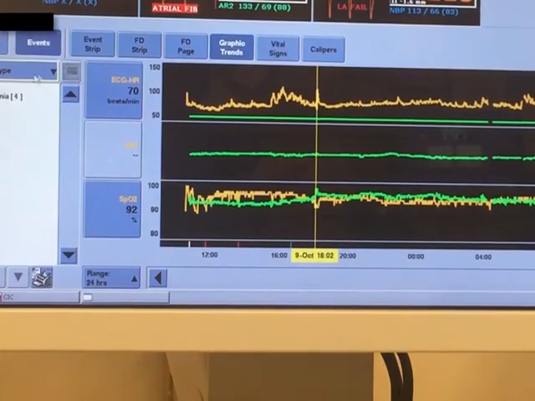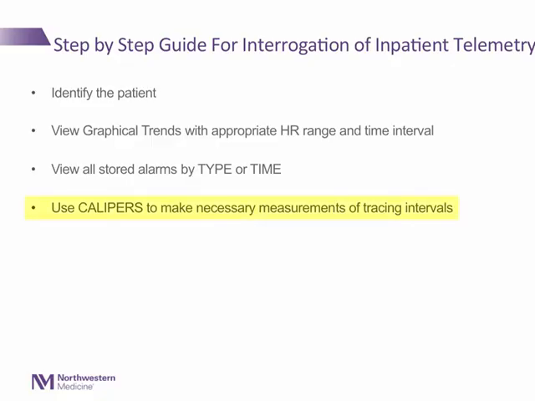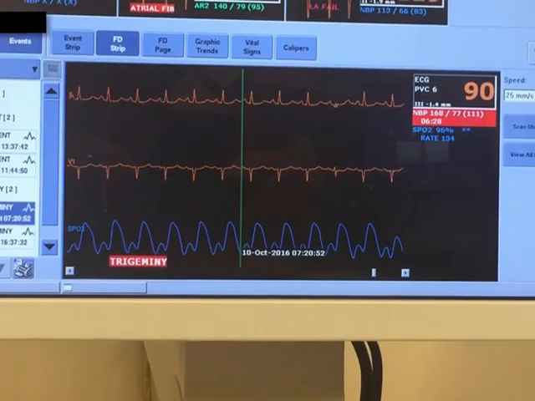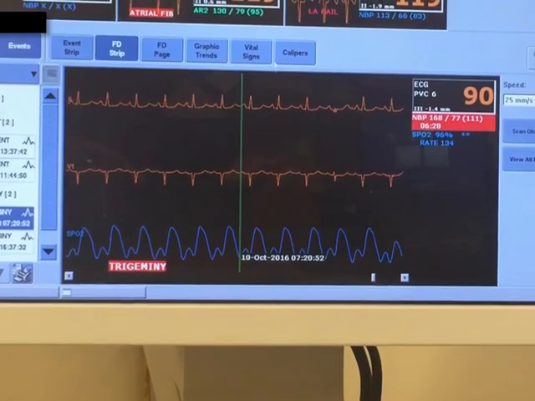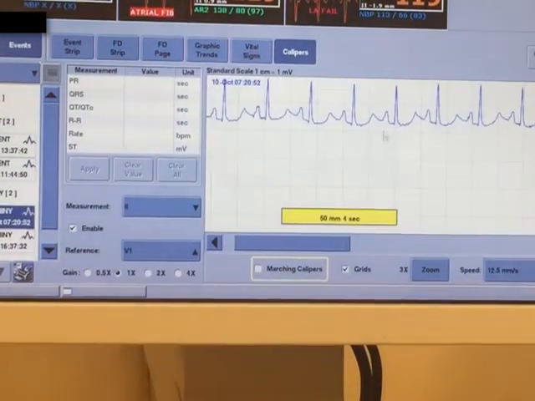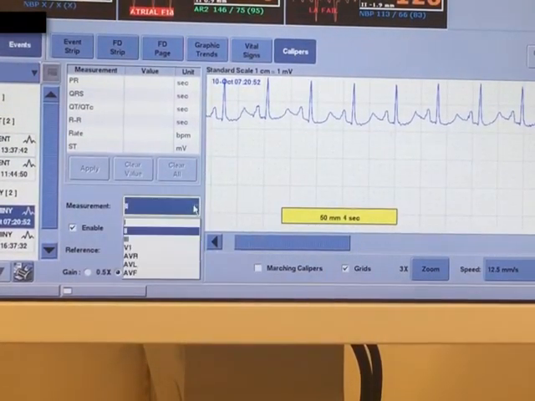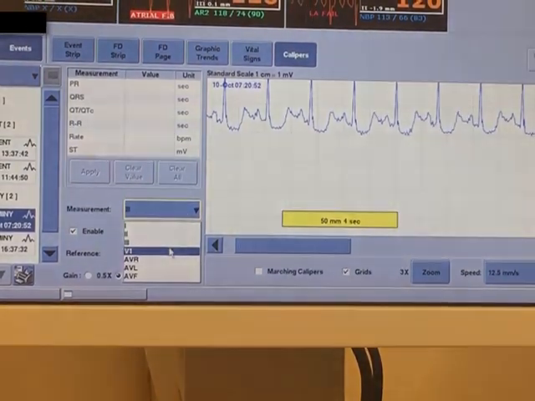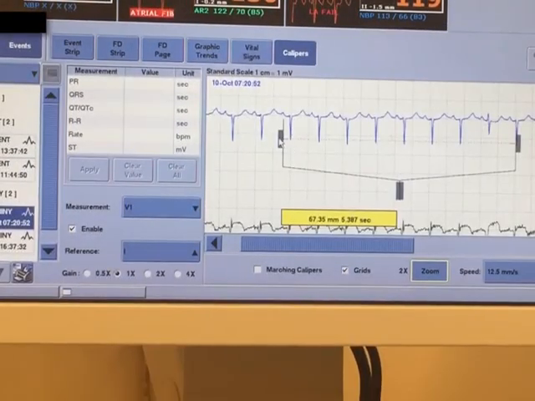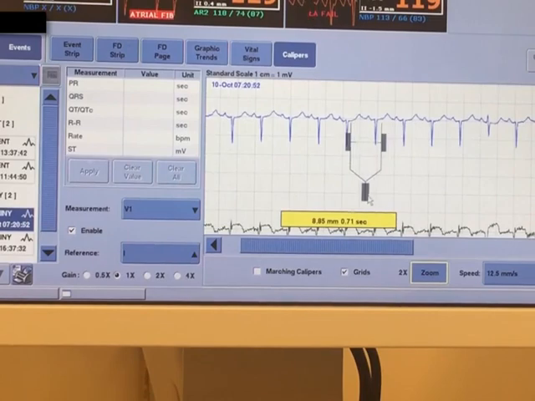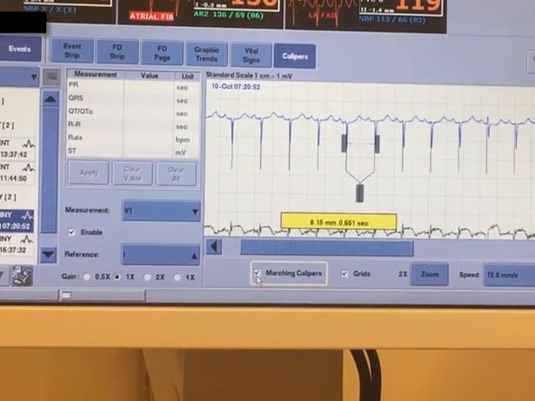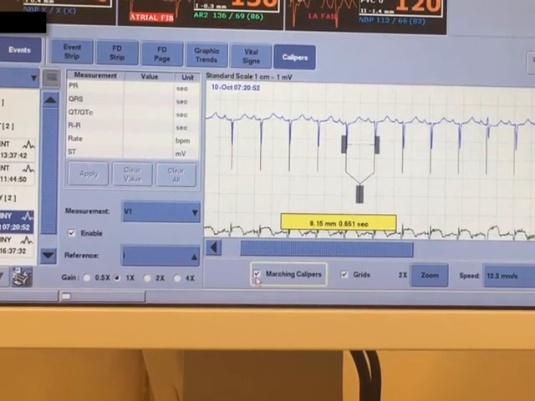miss any events. This next section will focus on the use of calipers to make measurement of different telemetry events that have been identified either by the graphical trend method or by the clinical event method. Once an event has been identified, it can be focused on by clicking on calipers. The lead being used can be changed to best optimize the waveform visualized. The calipers can be manually dragged to measure a specific interval. Clicking Marching Calipers will march the preset interval throughout the tracing.